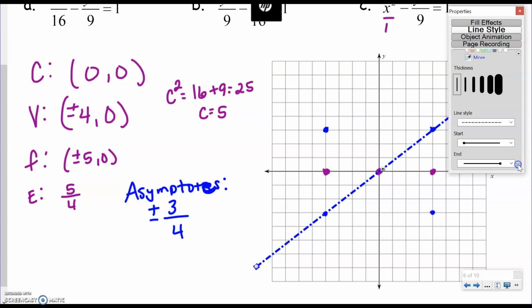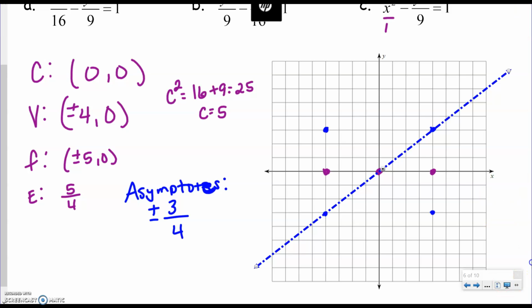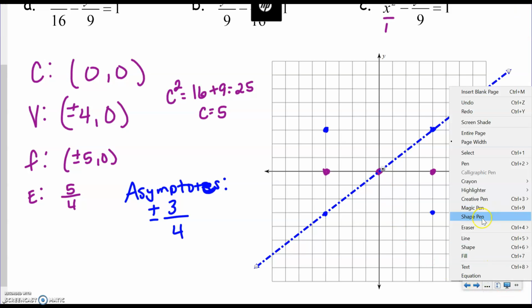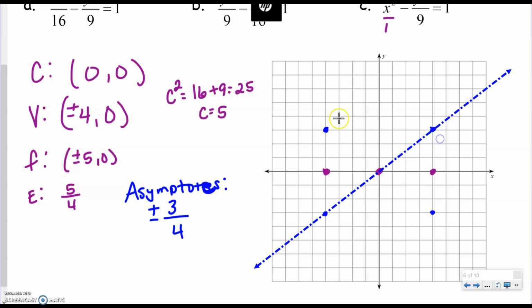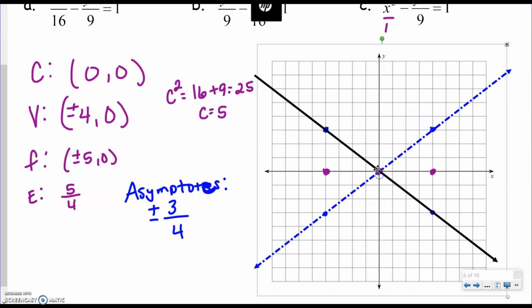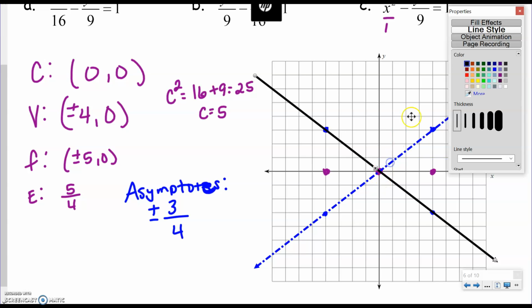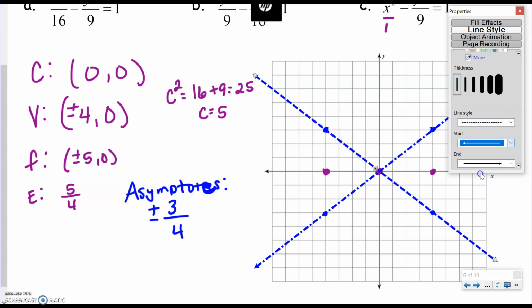Okay, so there's one asymptote. I'm going to do the same thing with the other one. Connect those. So I'm going to go ahead and draw a line here. Just going to go ahead and grab this one. And those help me guide how to draw the actual hyperbola in. So let's go ahead and fix that so they match. I'm going to do my asymptotes in blue. Make them dotted. They should have arrows on the ends because they go on forever.